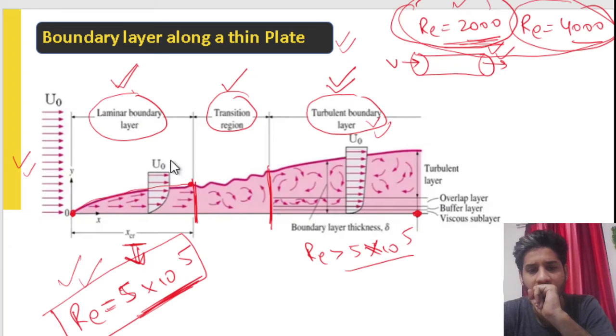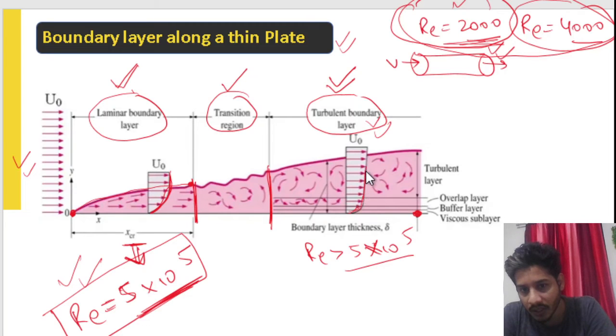So basically, we have divided the region into three parts. And if you see the velocity distribution graph, you can see this graph. This is basically for the laminar region, and it looks like a parabola. I hope this is the parabolic equation. And this is the graph of turbulent flow. This is the velocity graph.